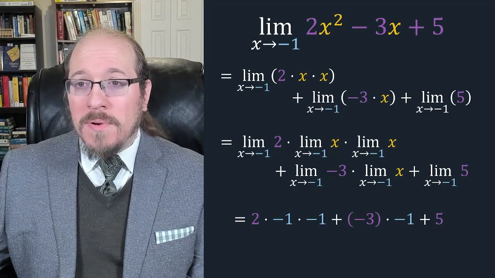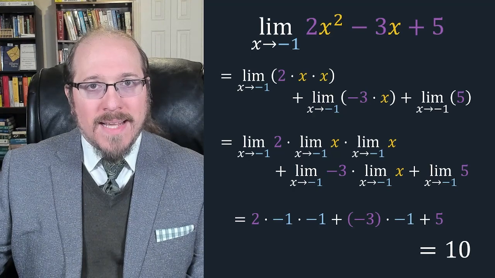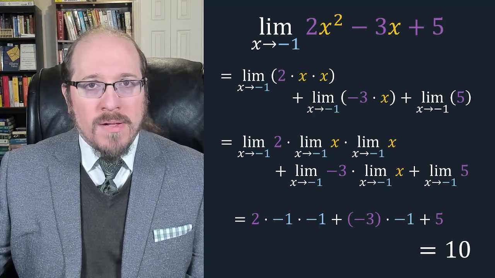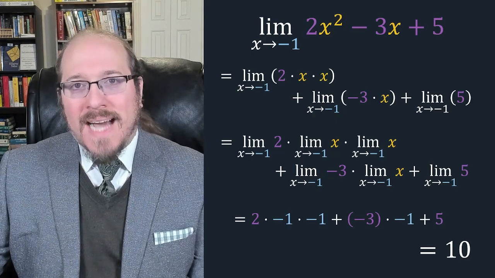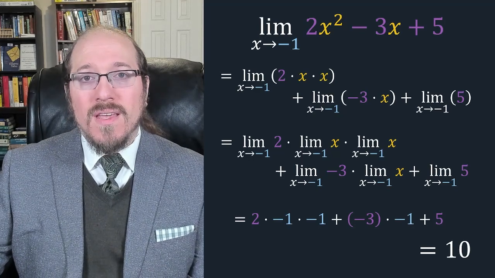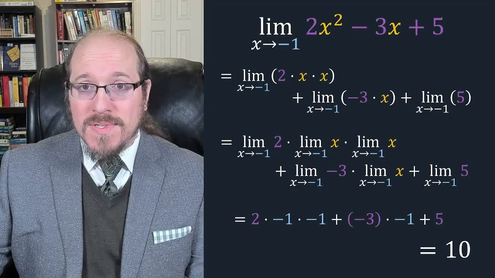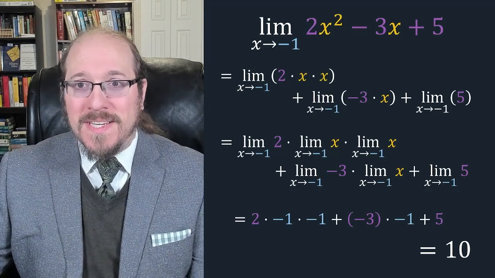And notice that when we put it all together, we find that the limit of the polynomial as x approaches -1 is just the same as the value of that polynomial evaluated at x equals -1. That's why polynomials are continuous. Now, I will admit, that is a lot of steps just to end up getting the same result as plugging in the number in the first place.